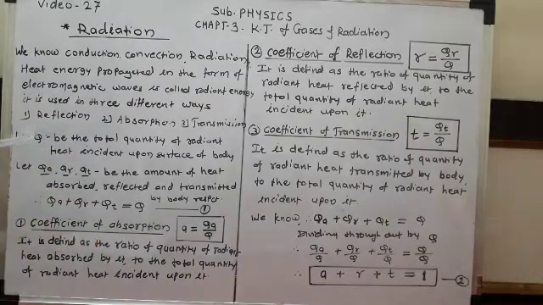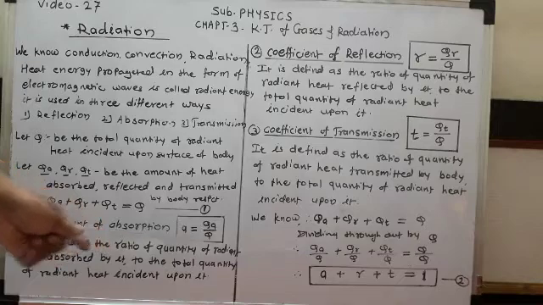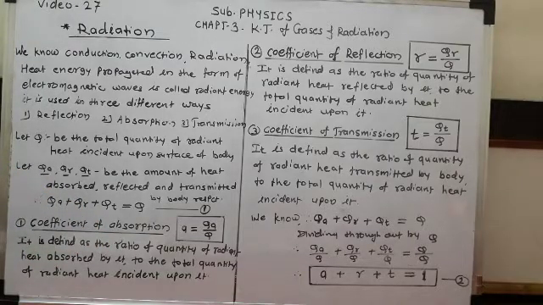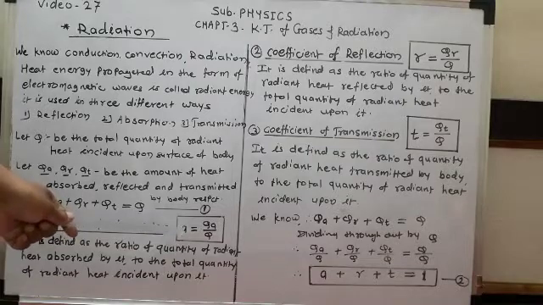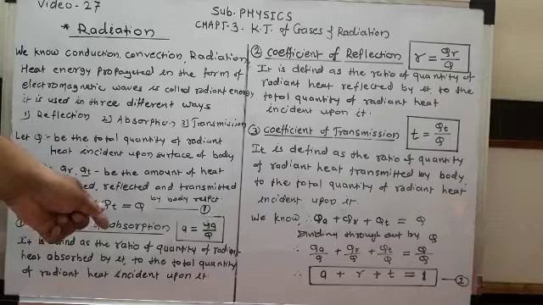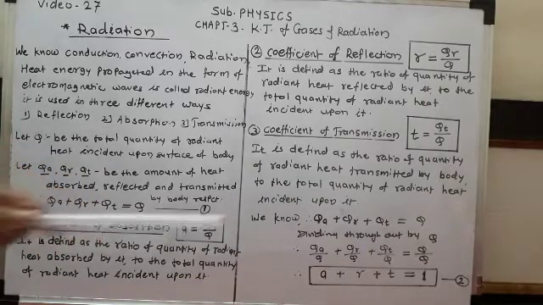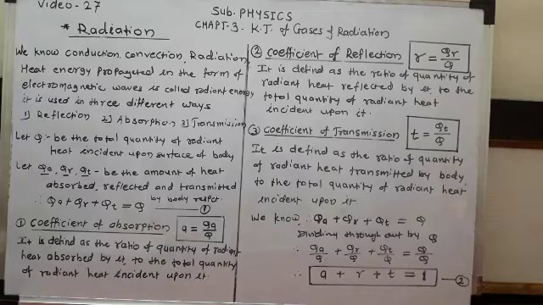We have to show here Q, QA, QR, QT. That means a is equal to QA upon Q. This is the coefficient of absorption. From this formula, you can also define it: coefficient of absorption is defined as the ratio of the quantity of radiant heat absorbed by the body to the total quantity of radiant heat incident upon it. Small a is equal to QA upon Q.